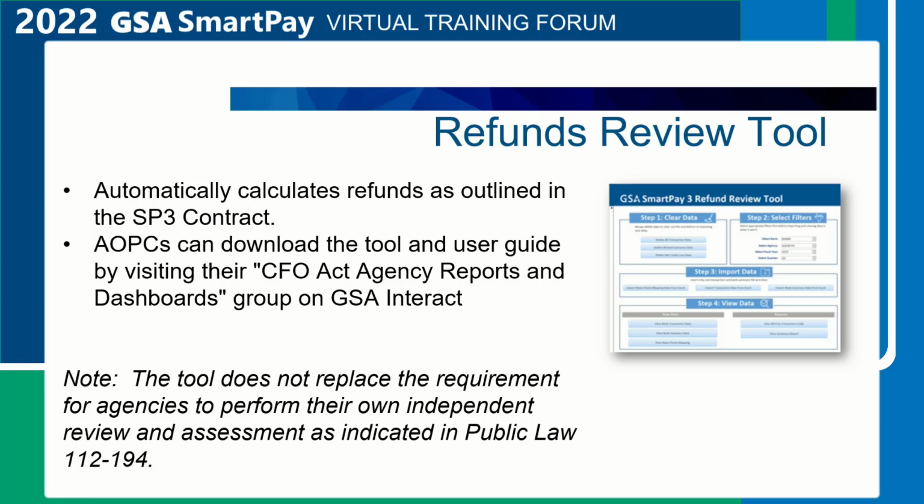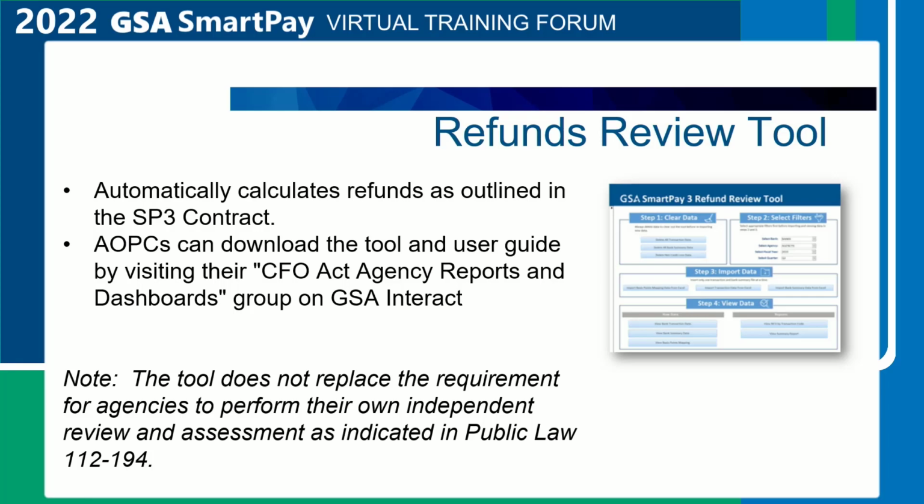The tool follows the refund calculation business rules as defined by the GSA SmartPay 3 Master Contract. As stated in Public Law 112-194, purchase and travel accounts must be reviewed by the agency for accuracy and properly recorded as a receipt to the agency that pays the monthly bill. Please note, this tool does not replace the requirement for agencies to perform their own independent review and assessment as indicated in Public Law 112-194.